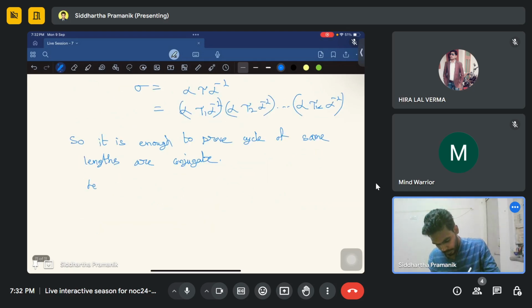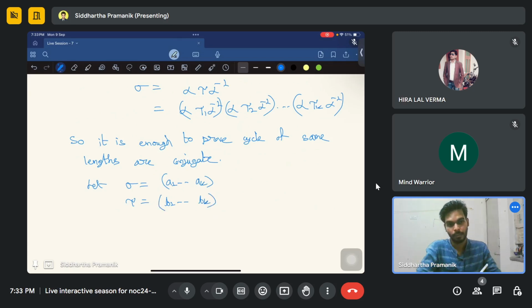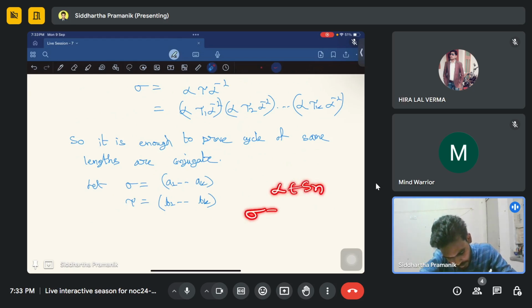So let sigma be a k-cycle (a1 up to ak), and tau also a k-cycle (b1 up to bk). So we want to prove these two are conjugate. Can you give some alpha such that sigma equals alpha tau alpha inverse, by using our first result?